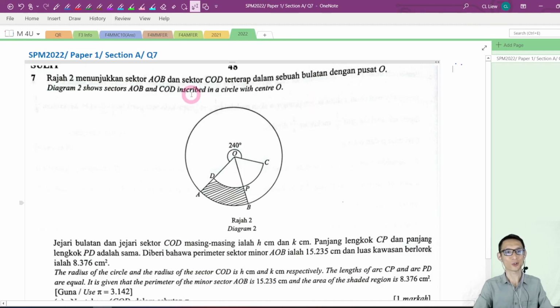Hi, let's try this question. This question is taken from SPM 2022. So this is from your Form 5 Math, Chapter 1, Circular Measure.